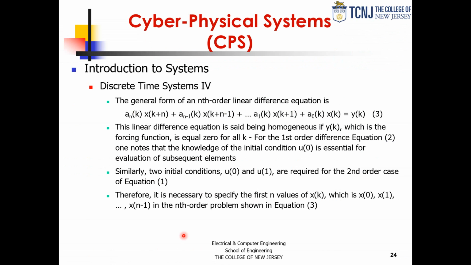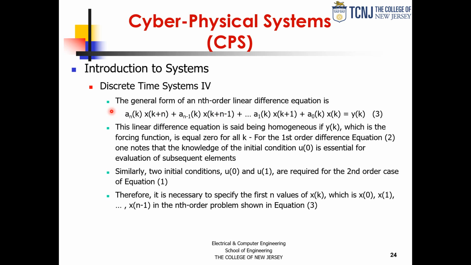The general form of any difference equation that describes a discrete time system takes this form, Equation 3 over here. The output as a function of the discrete time k is a linear combination of coefficients and values of k sampled at different time intervals.